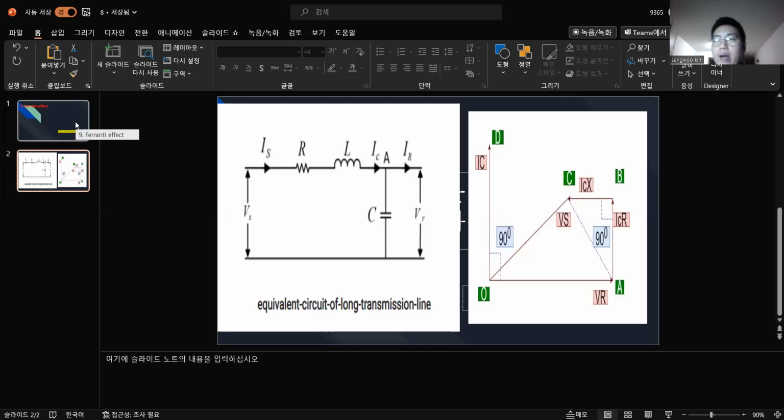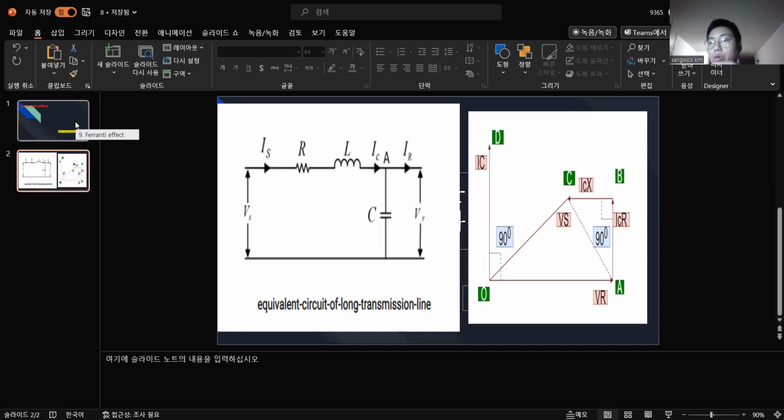So the Ferranti effect, as I said, first of all happens in long-distance power lines. Because the line has a capacitance that is really big, it causes this kind of effect. It generally happens at night.